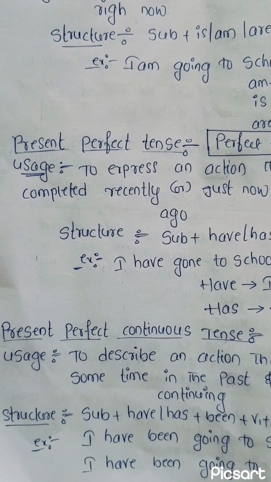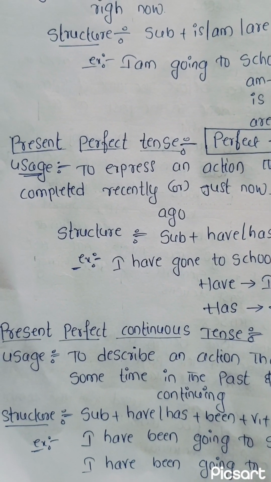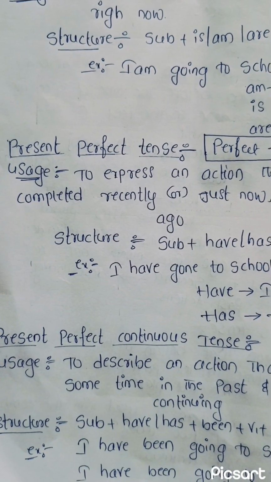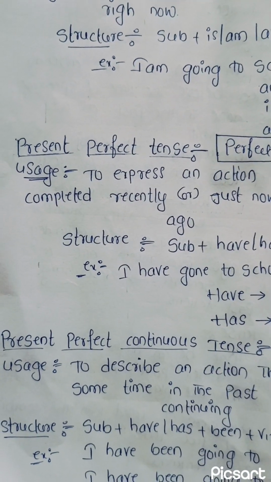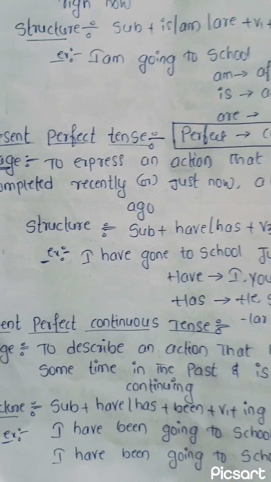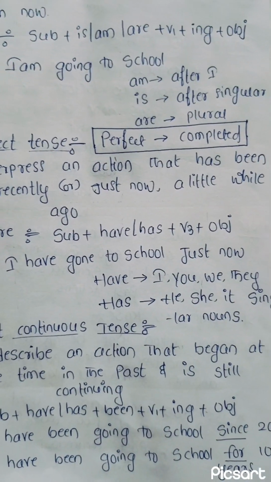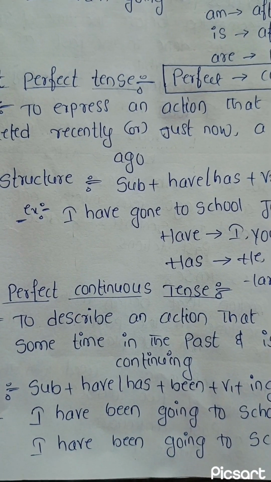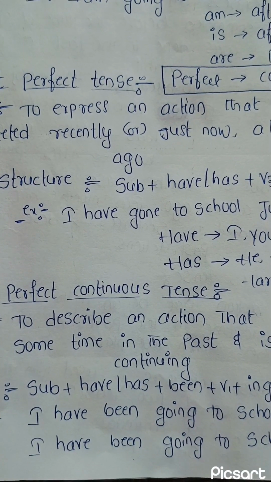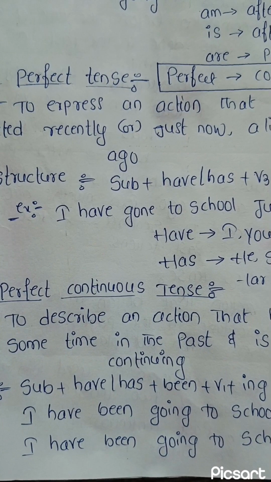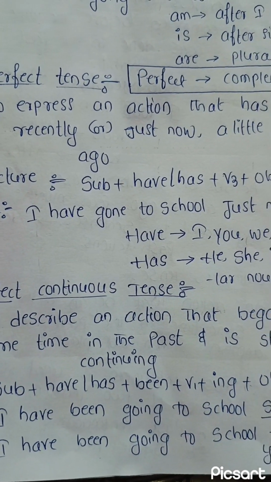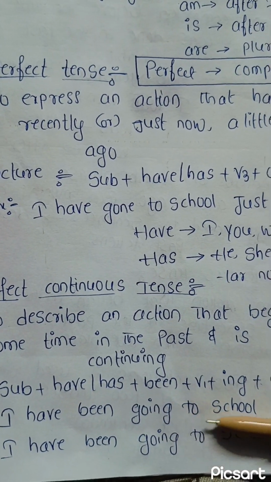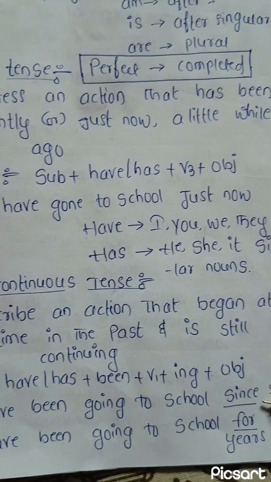Next one is present perfect continuous tense. It is used to describe an action that was already started in the past and is still continuing. For example, I have been going to school since 2005. The structure of this tense is subject plus have or has plus been plus V1 plus ing plus object. I have been going to school since 2005.